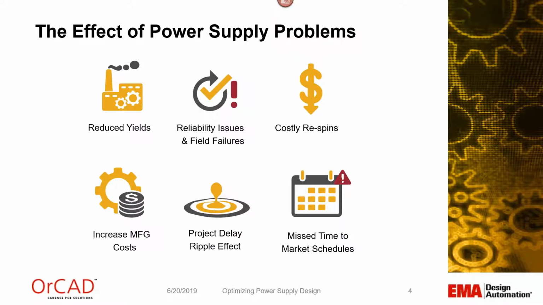Consider the larger effects of the issues we run into with power supply design. When you have issues that you find after you've already built your prototype, you'll have reduced yields. You might have reliability issues once you have your production board in the field. You might have to respin your boards. You might have to buy components and swap them out in later production cycles. And all of this can cause delays that will cause you to miss your time to market schedule. So we're really hoping that the simulation techniques we show you today will help address some of these issues and find design issues before you even reach any of these potential quagmires.